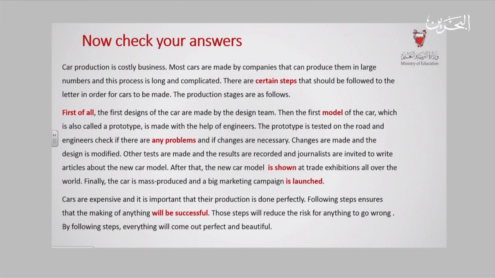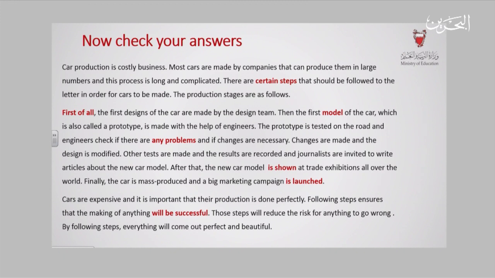As you can see, this is the introductory part, the introduction. Now, why did they write "first of all" here in the body? Because now they'll start talking about the process. So, first of all, the first designs of the car are made by the design team. Then, the first model of the car, which is called a prototype, is made with the help of engineers. The prototype is tested on the road, and the engineers check if there are any problems and if changes are necessary. Changes are made and the design is modified.